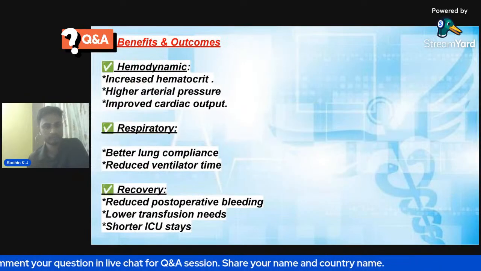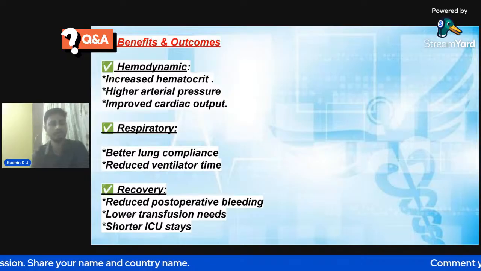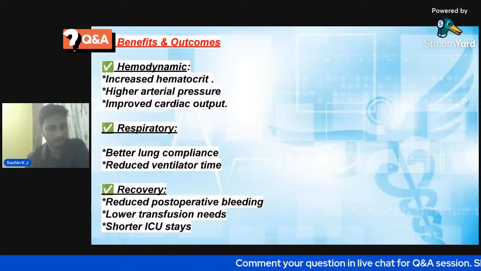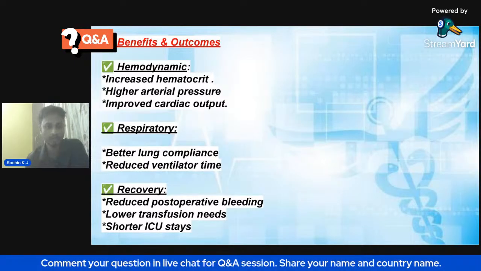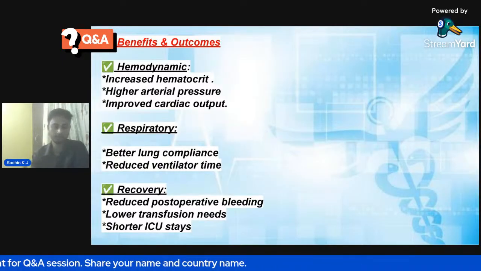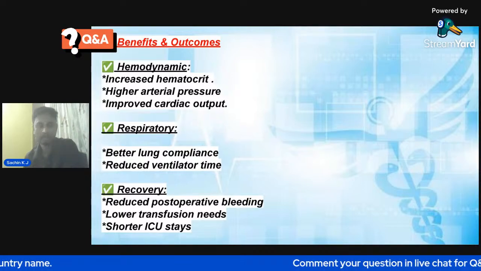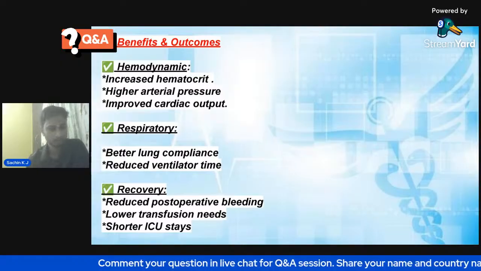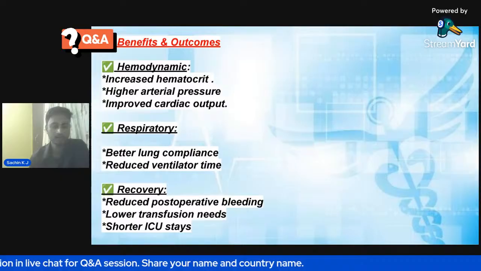Next one, sir. Benefits and outcomes. What are the benefits of MUF? You see, hemodynamic stability, increased hematocrit level, higher arterial pressure, and improved cardiac output. On the respiratory side, it will improve lung compliance and reduce ventilator time and recovery. It will reduce post-operative bleeding, lower blood transfusions, and shorten ICU stays.